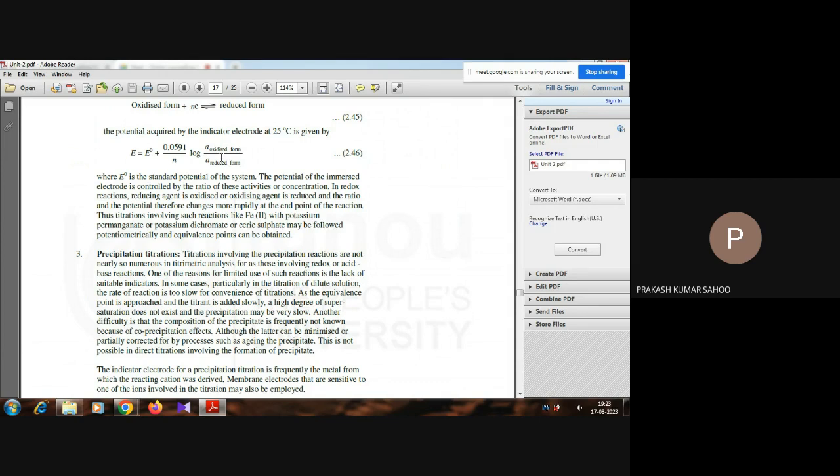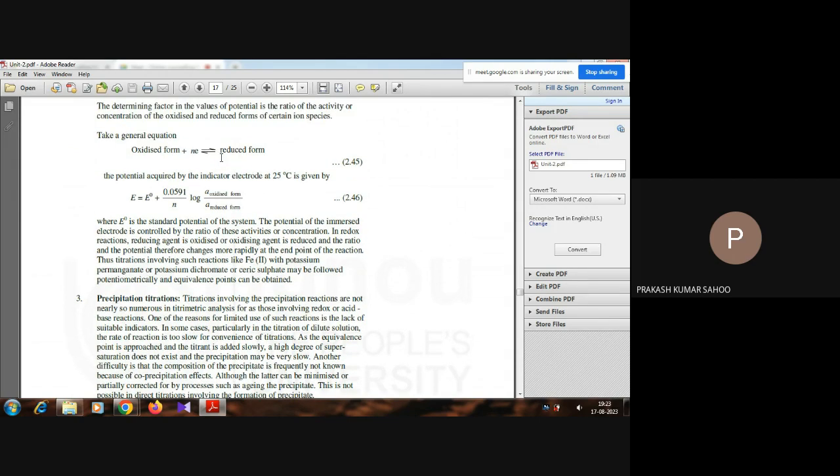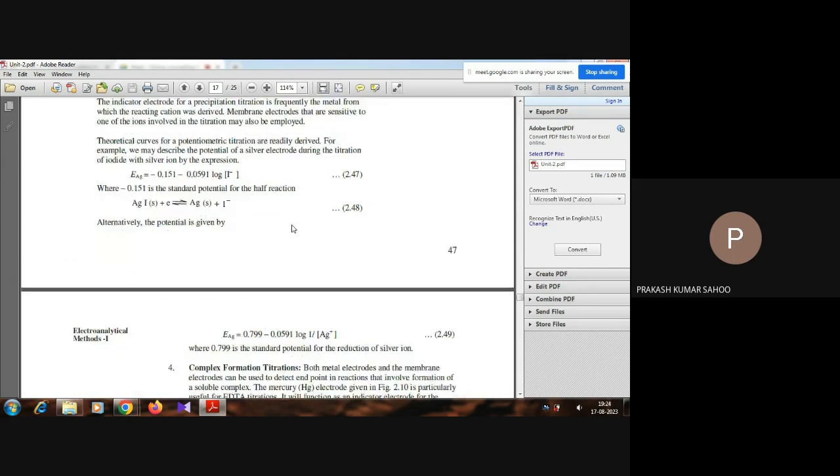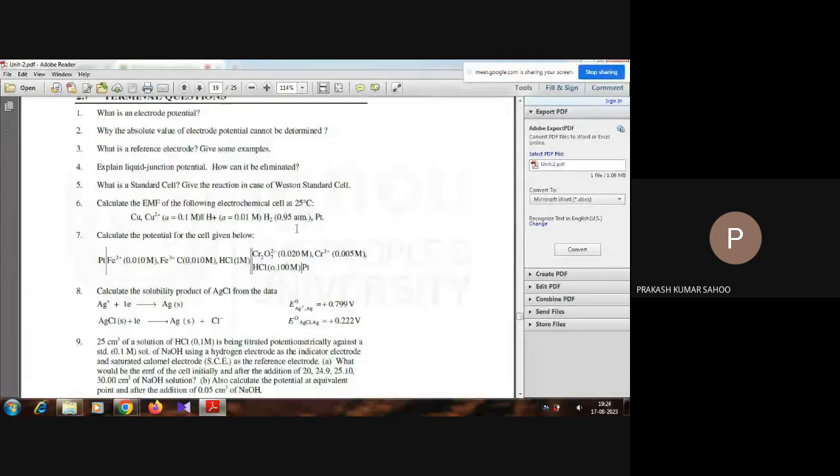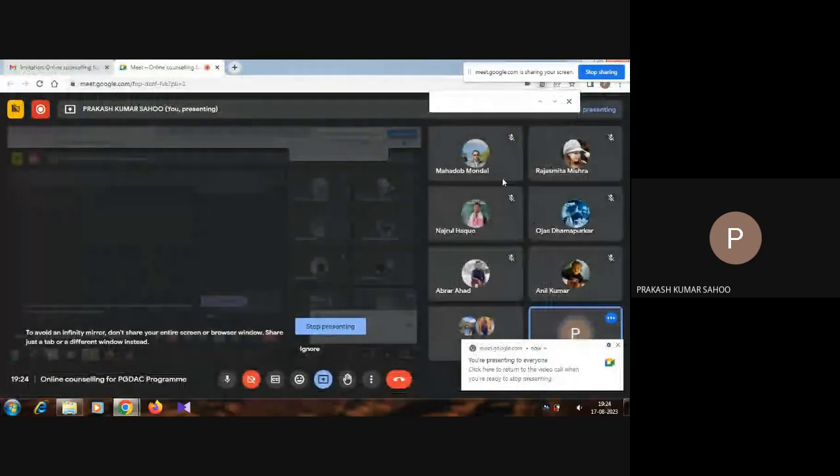Just remember this only thing, then you will be able to solve different problems, or be able to write the derivations and definitions very easily. Just see this one, this is the oxidized form, gains electrons to give the reduced form. So what will be the equation? If it is positive, that means the oxidized form is above and the reduced form is at the denominator. And if it is minus, it will be reduced form by oxidized form, this much. So today we completed unit 1 and unit 2 of your MCH 4 paper.